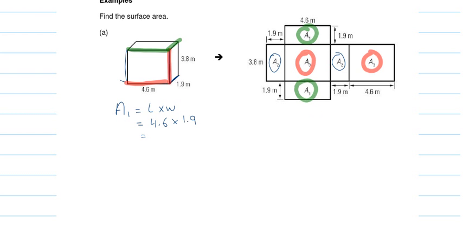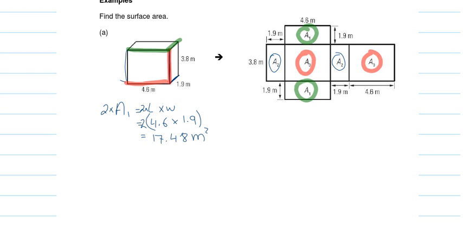How many of them do I have? 2. I have 2. So I can do 2 times A1. Right? So I can multiply it by 2. So this way I know right away that I found the area of the 2 green rectangles. So that's going to be 17.48, and that's going to be meter squared because I'm talking about area. Are we okay with that?